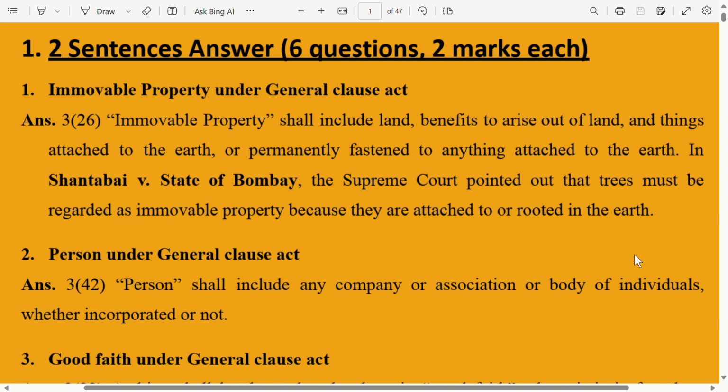Subject: Interpretation of Statutes. Two sentence answers. Question number 1. What is immovable property under the General Clauses Act? Section 3, subsection 26 defines immovable property.